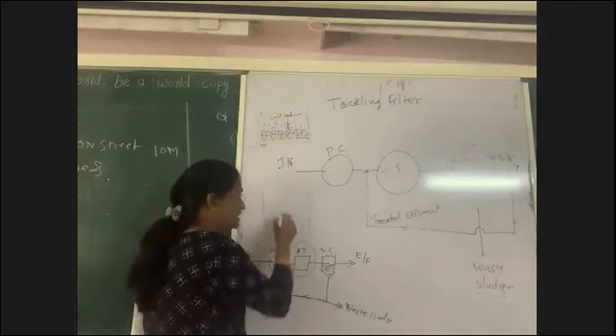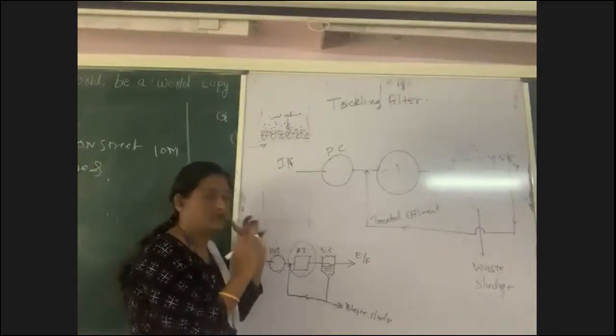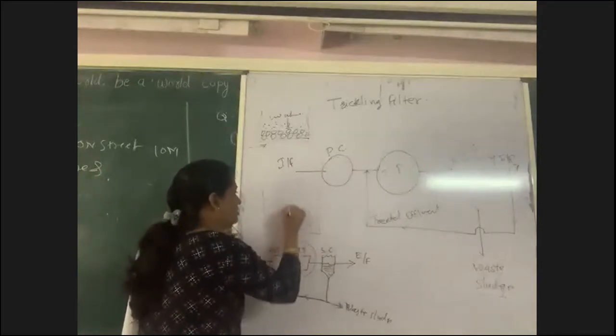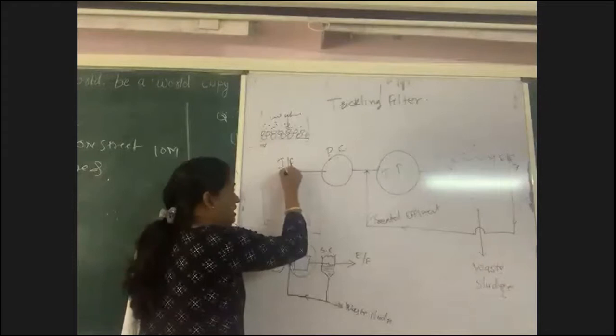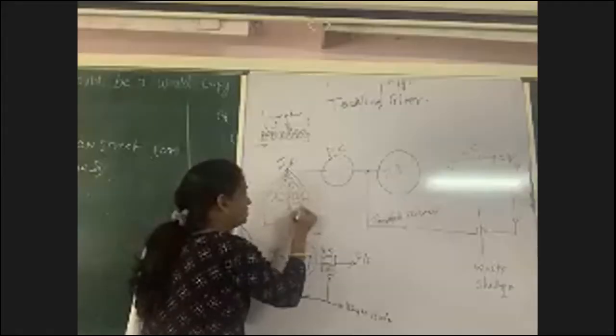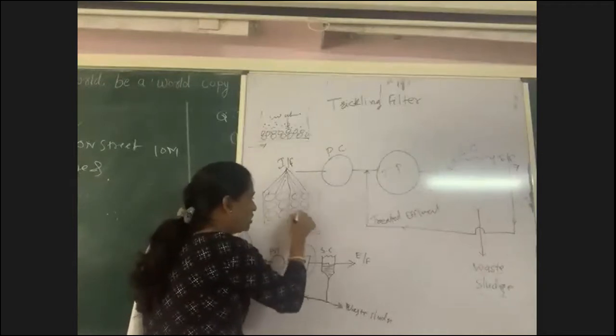But here, in a trickling filter, we are allowing the water to enter from the bottom, and we are taking it up to the height, and then we are sprinkling it on the top surface, and that entire tank is filled with the filter media as rock, not the sand.